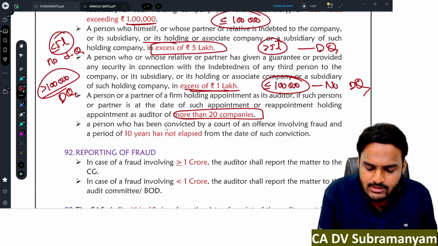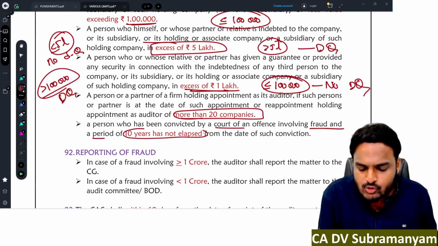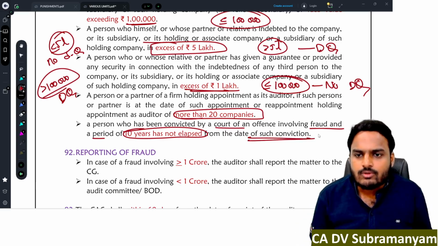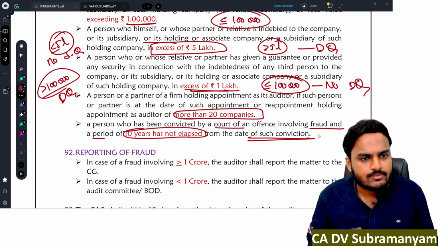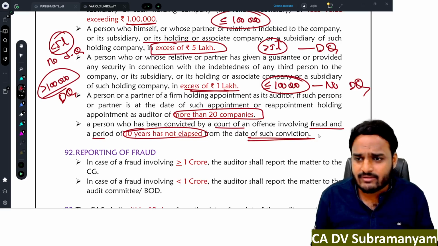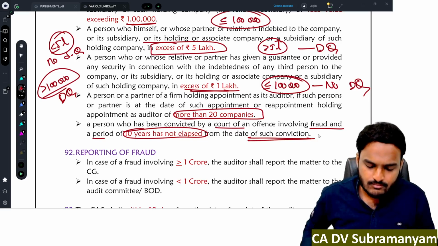Next one, a person who has been convicted by a court of an offence involving fraud and a period of 10 years has not elapsed from the date of such conviction. So yes, you committed one fraud and you have been sentenced to jail. In that case, 10 years should be completed from the date of such conviction. Up to 10 years, you are disqualified.